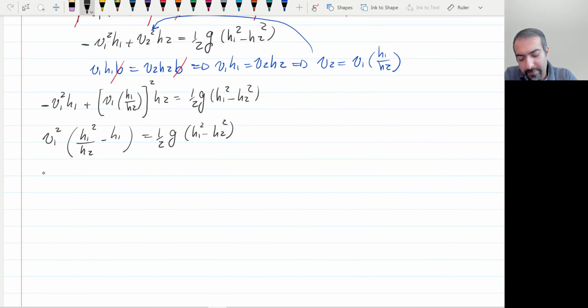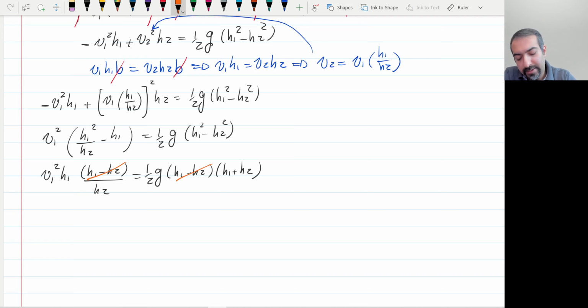So v1^2 therefore is equal to, well, I can do one more step here. I can write this v1^2 h1 times (h1 minus h2) divided by h2 is equal to 1/2 g (h1 minus h2) times (h1 plus h2), and then h1 minus h2 cancels this h1 minus h2, and I get an expression for v1. So v1^2 is 1/2 g h2 over h1 times (h1 plus h2).